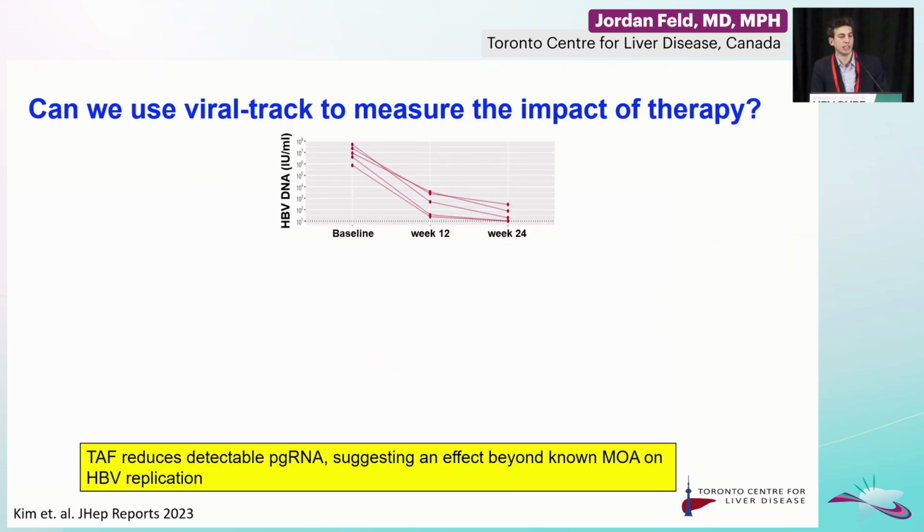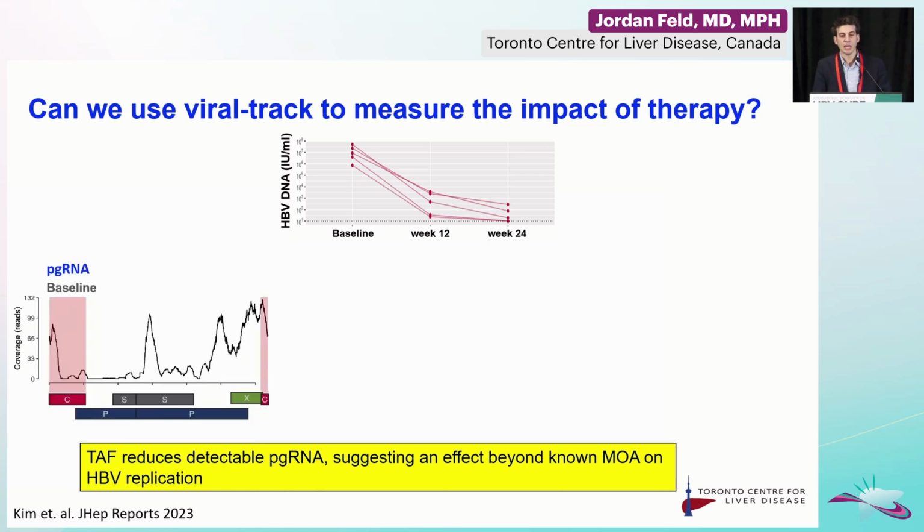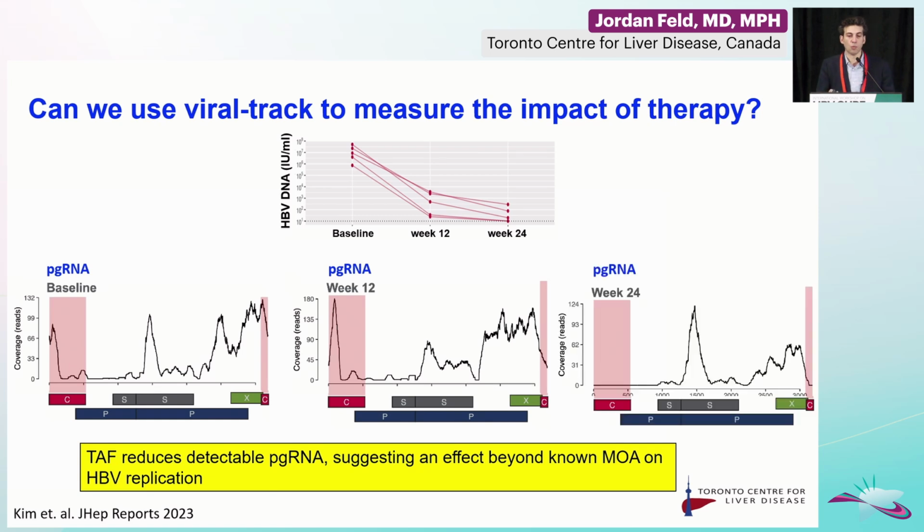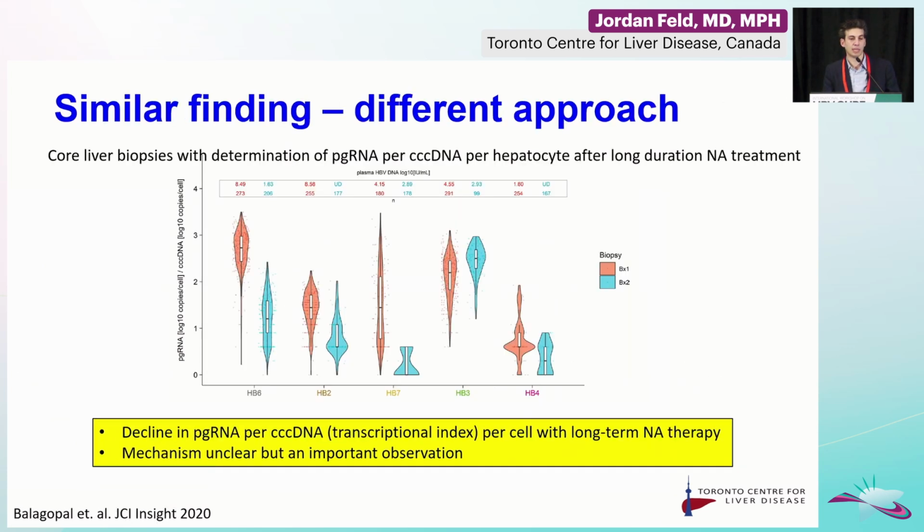And then what's interesting is over time, as you suppress these patients, you treat them with TAF and the virus is suppressed, you see that, as an example here, at baseline, you see high levels of pregenomic RNA transcript present, and what you see is that by week 24, that has disappeared, highlighted in pink. And that's actually not really something you would predict that TAF, a direct nucleoside reverse transcriptase inhibitor, would reduce pgRNA transcription. So it's suggesting an effect beyond the known mechanism of action it has on HBV replication.